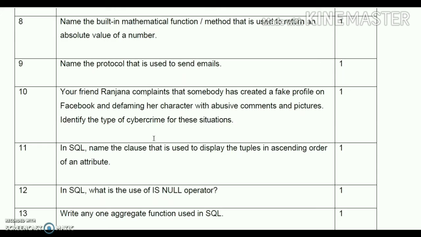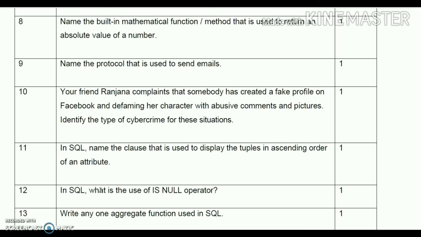Okay, then question number 11. In SQL, name the clause that is used to display the tuples in ascending order of an attribute. So we can use the ORDER BY clause to display in ascending order. You can specify either ascending or descending.